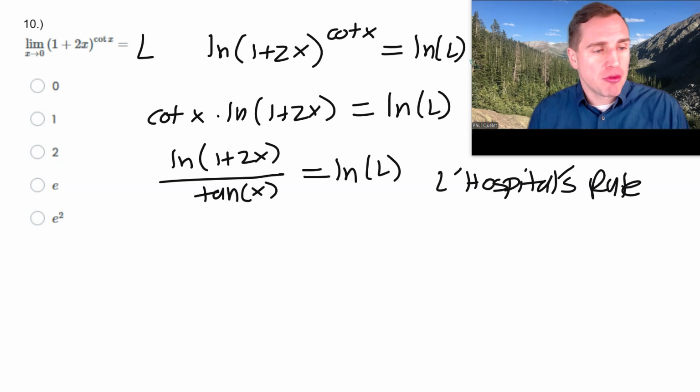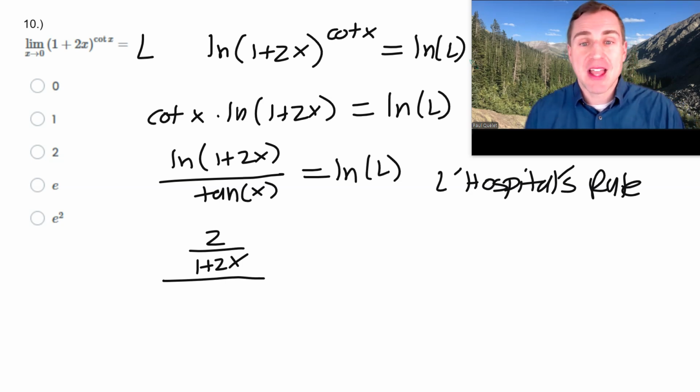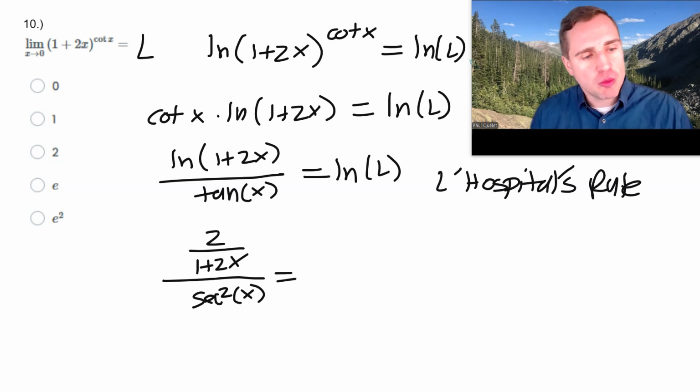So the derivative of the numerator is the derivative of a natural log, which is the derivative of what's in parentheses, 2 over 1 plus 2x. And this is over the derivative of tangent. I think that's secant squared x. Okay, now this is a fraction which we need to work with. So 2 over 1 plus 2x, divided by secant squared x, is the same thing as timesing by 1 over secant squared x.